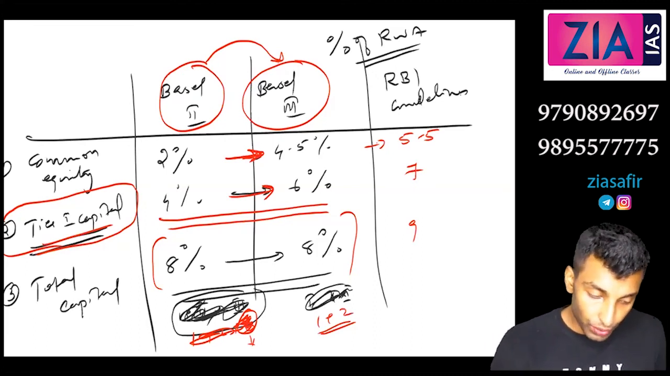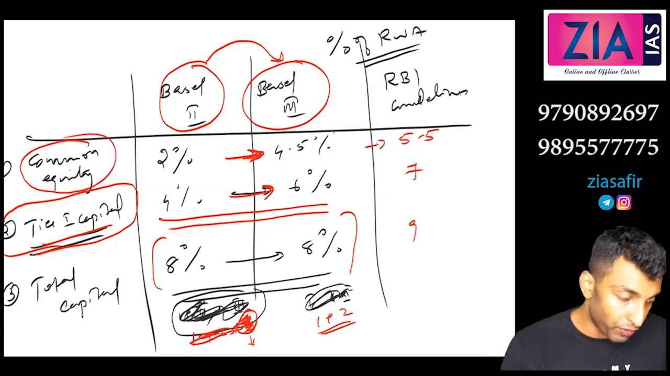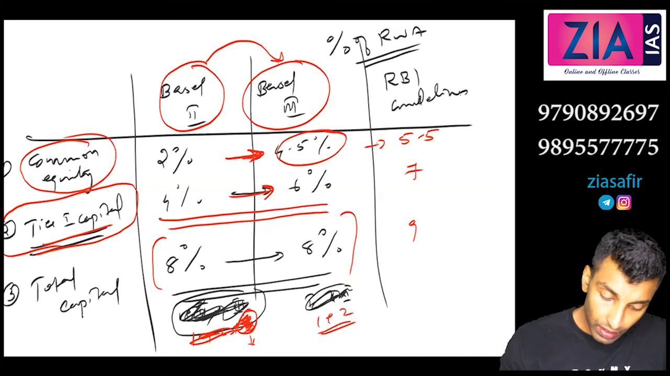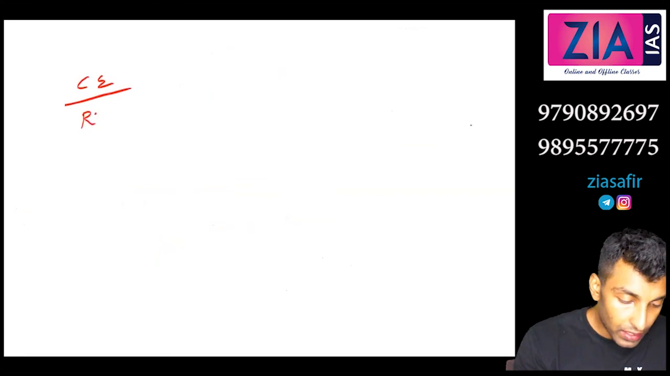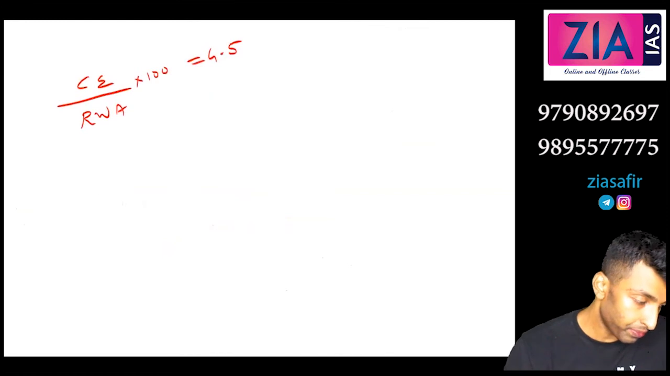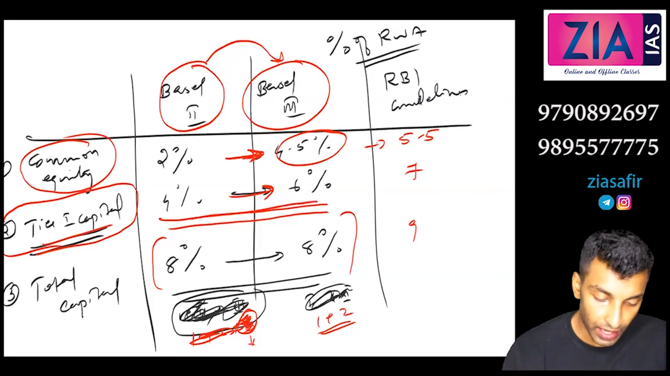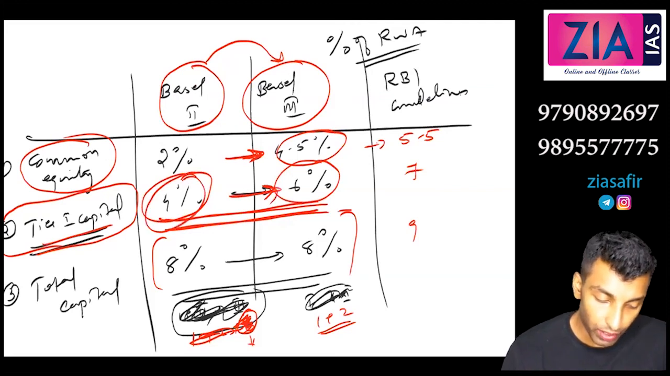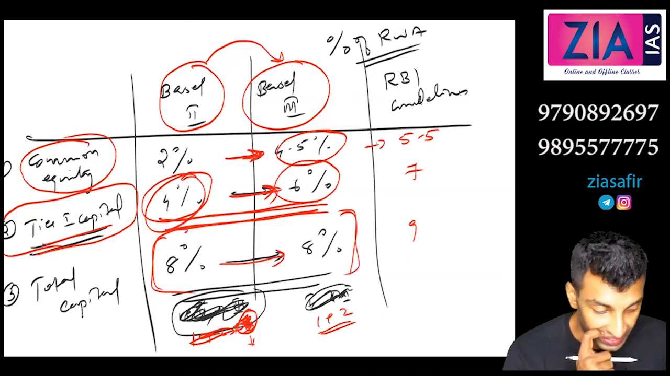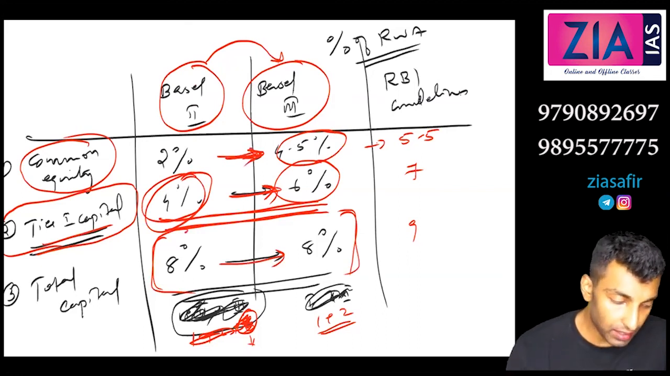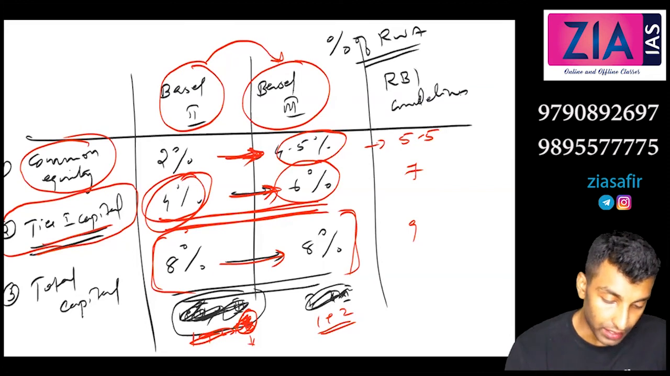Okay, so when I'm saying common equity 4.5, what does that mean? It actually means common equity divided by risk weighted assets into 100, if you do, you should be getting 4.5. Any doubt here in this? So you can see here tier 1 is increased, tier 2 actually decreased, no? So tier 1 and tier 2, tier 1 is increased, and this total capital is the same, means tier 2 actually decreased. So common equity increased, tier 1 increased, tier 2 decreased.